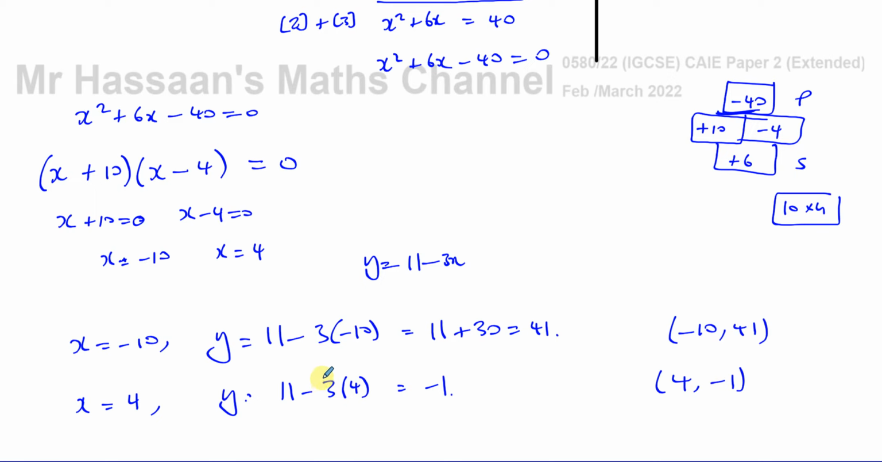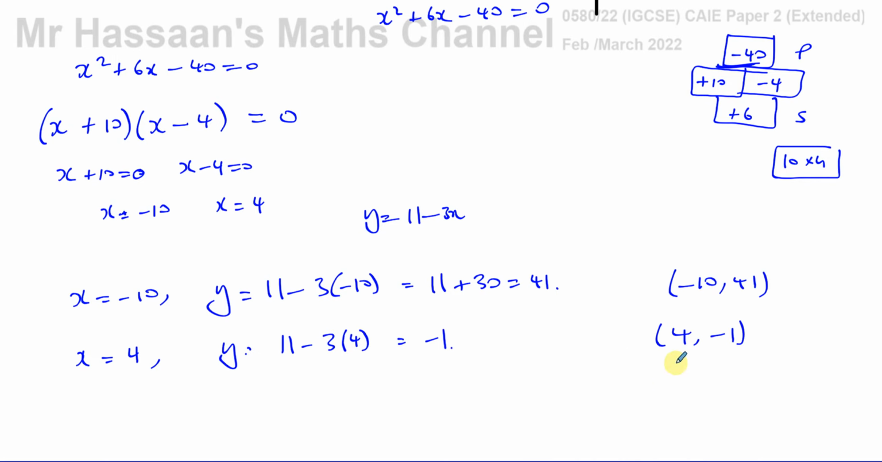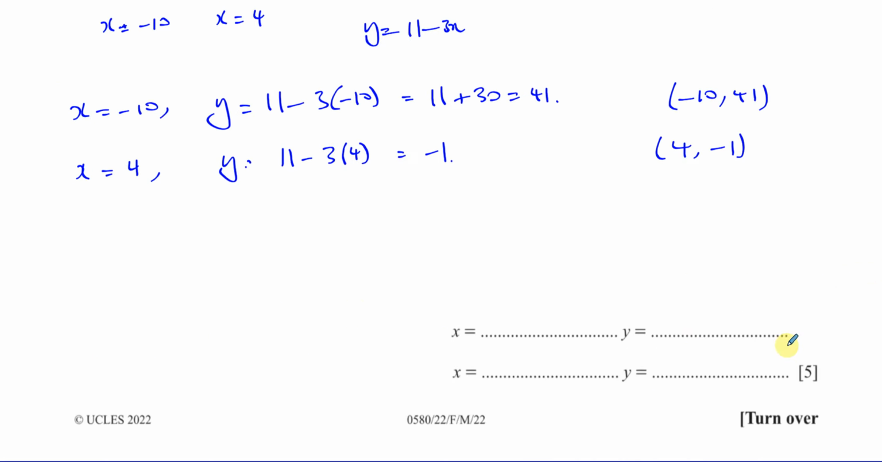So when x equals 4, y is equal to negative 1. So those are the two solutions: minus 10 and 41, and 4 and negative 1. I want it in that form.